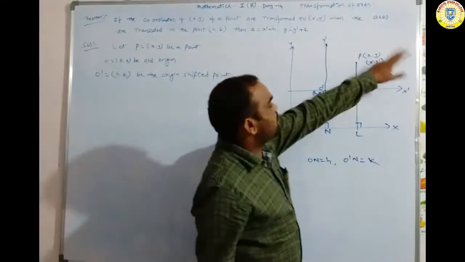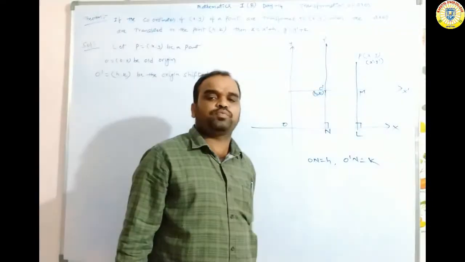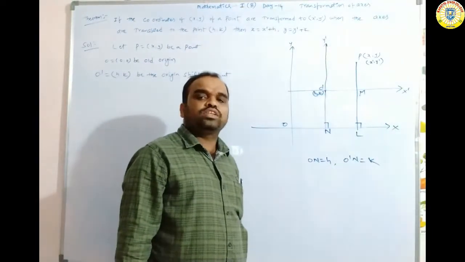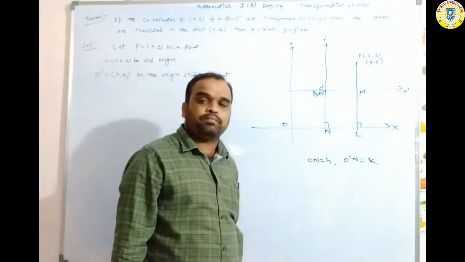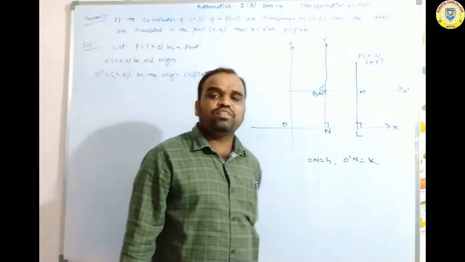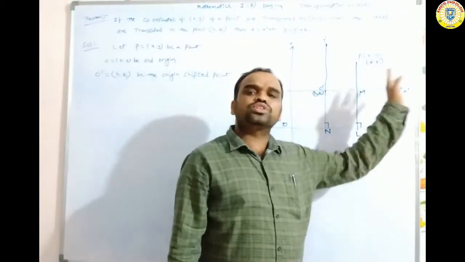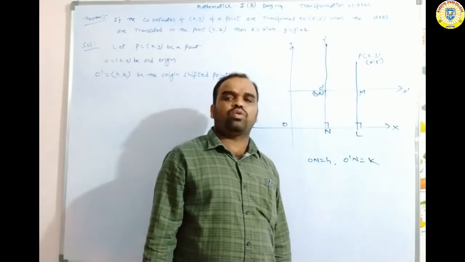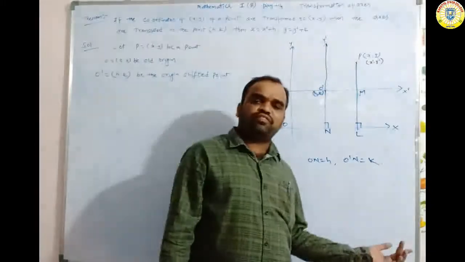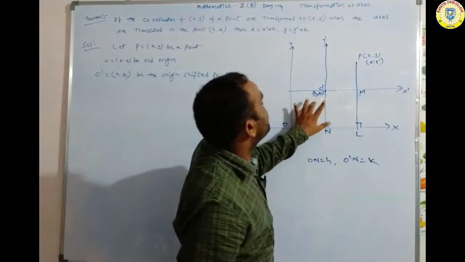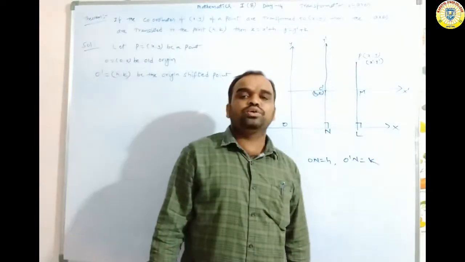Here P of x comma y are the coordinates of the point P with respect to the old system. X dash comma y dash are the coordinates of the point P with reference to the new system. What is the new system? O dash X dash, O dash Y dash is the new system.